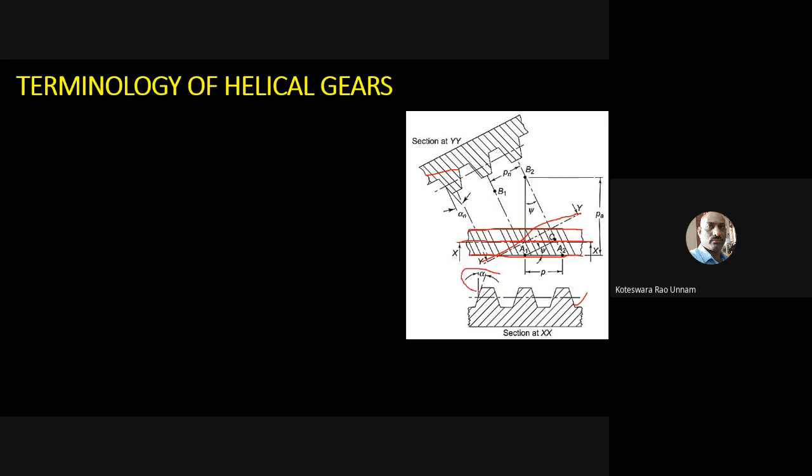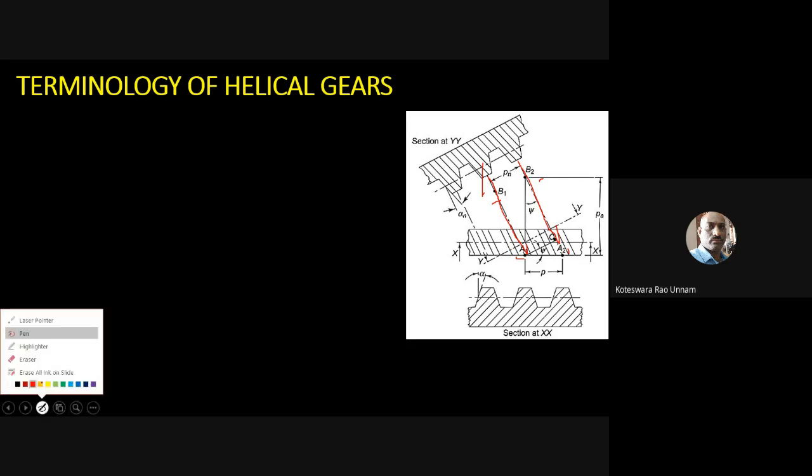From this diagram you can see that there are two pressure angles. This one is denoted by alpha. In the case of a spur gear, you have only one pressure angle, alpha. But here you have alpha and also alpha n. So alpha n is called the normal pressure angle, and alpha is called the tangential pressure angle. Also you can see this is the center line of this tooth, and this line is the center line of this tooth. So A1 B1 and A2 B2 are two center lines of teeth which are adjacent to each other.